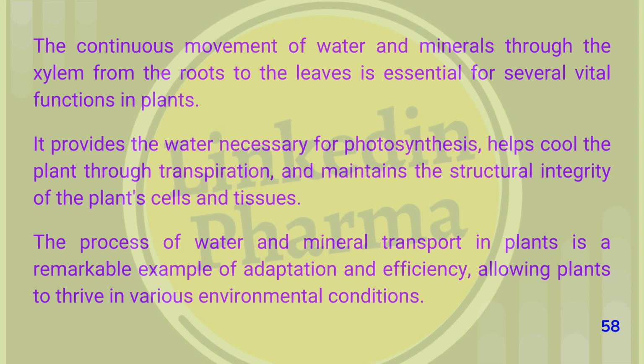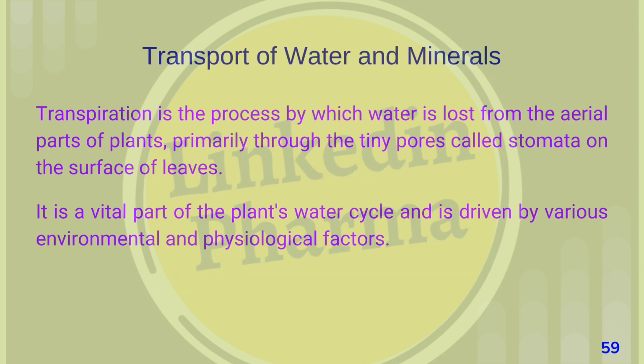The process of water and mineral transport in plants is a remarkable example of adaptation and efficiency, allowing plants to thrive in various environmental conditions. Transpiration. Transpiration is the process by which water is lost from the aerial parts of plants, primarily through the tiny pores called stomata on the surface of leaves.